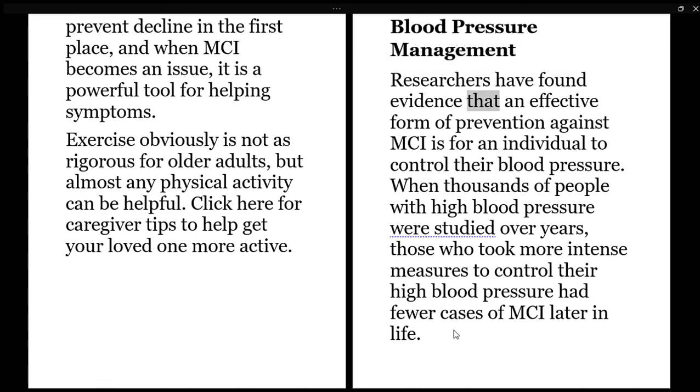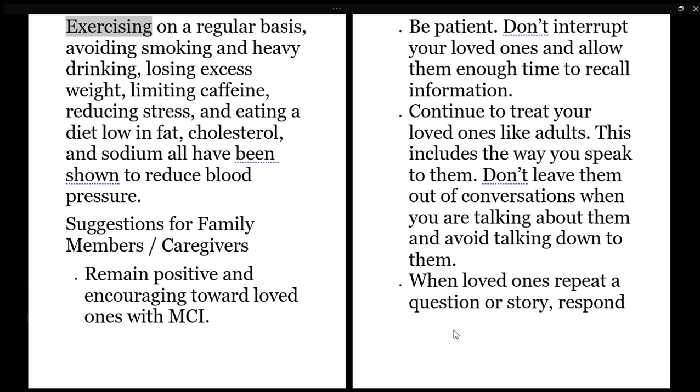Researchers have found evidence that an effective form of prevention against MCI is for an individual to control their blood pressure. When thousands of people with high blood pressure were studied over years, those who took more intense measures to control their high blood pressure had fewer cases of MCI later in life. Exercising on a regular basis, avoiding smoking and heavy drinking, losing excess weight, limiting caffeine, reducing stress, and eating a diet low in fat, cholesterol, and sodium all have been shown to reduce blood pressure.